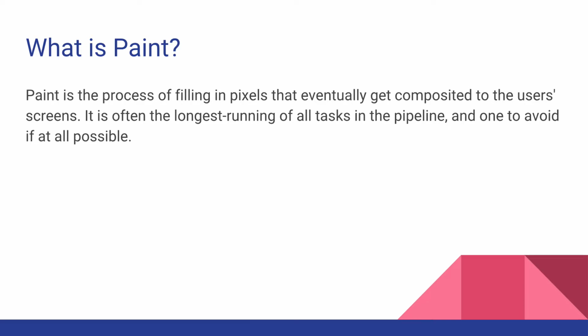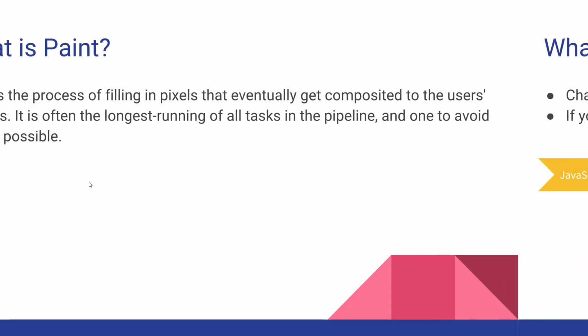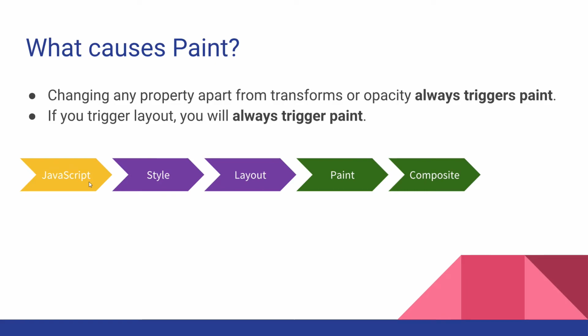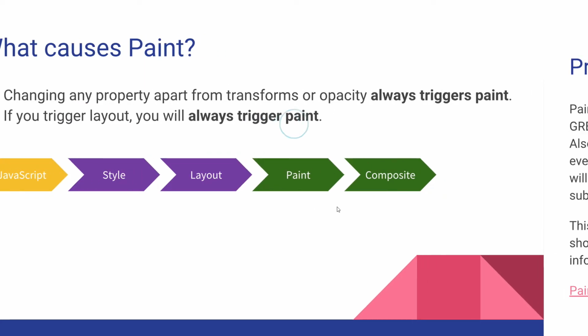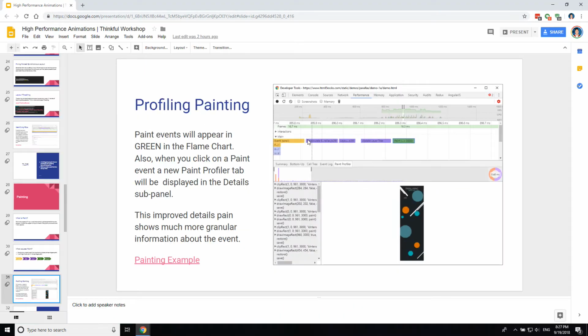So this can easily be the longest running of all tasks in the pipeline, and the one that you need to avoid at all costs whenever possible. So basically, as you can see, the downside of paint is that if you change any property apart from transforms, that's going to trigger paint every single time.